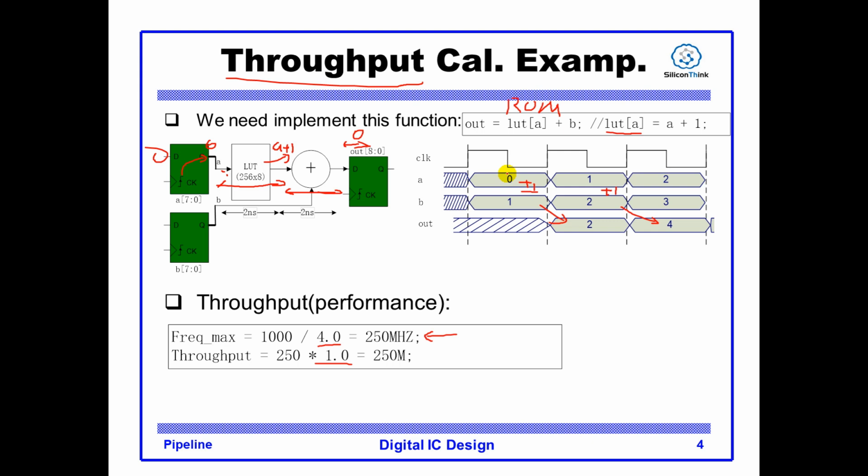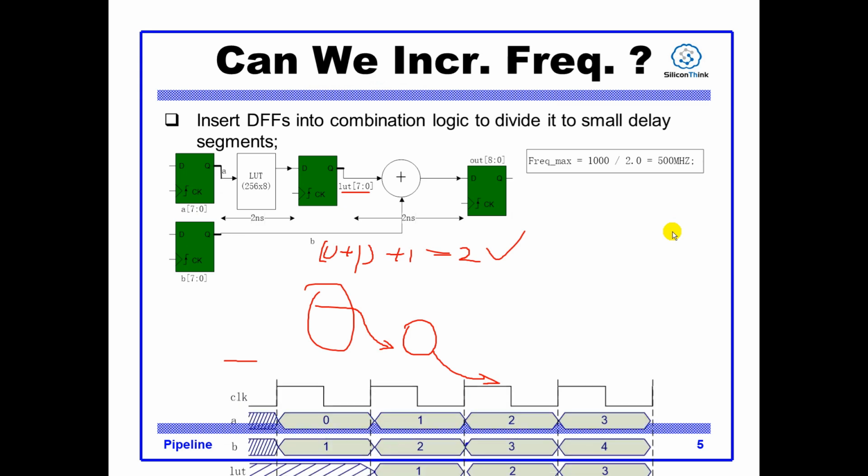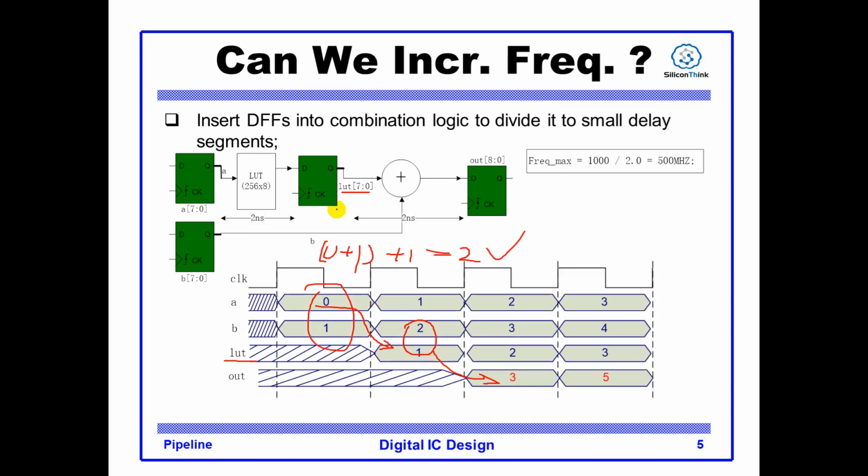For the first input 0, 1, we want to yield 2. For the second input 1, 2, we want to yield 4. But for this circuit, after inserting the pipe register, input 0, 1 yields 3, input 1, 2 yields 5. So this is a bug. There is a function bug after insertion. Can you tell where the problem is?